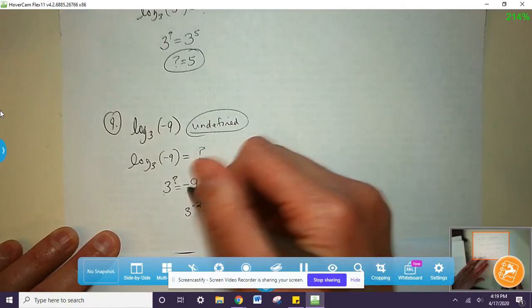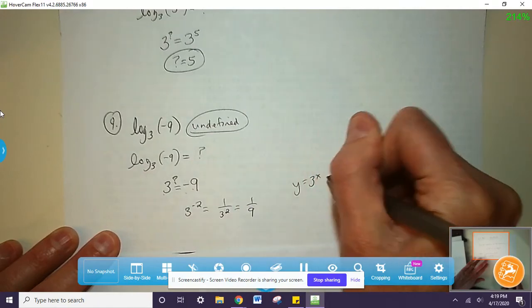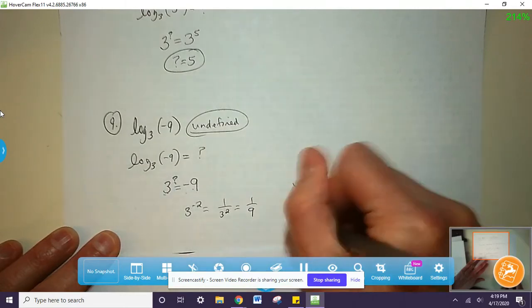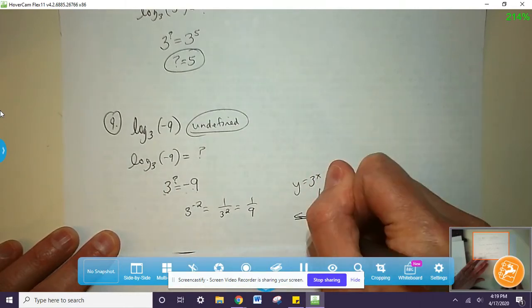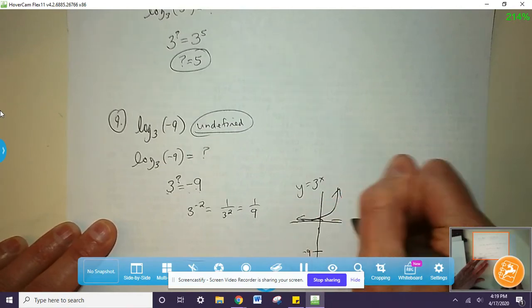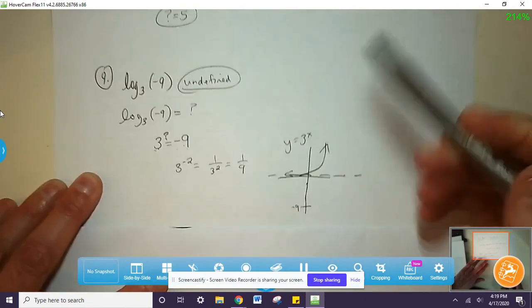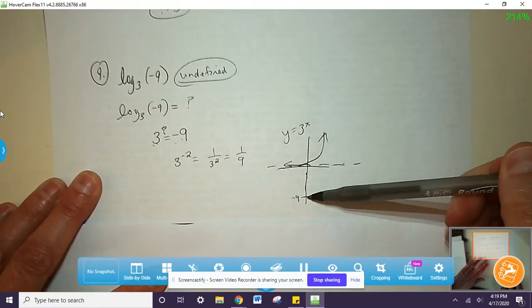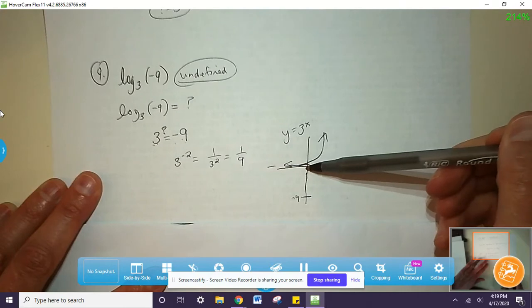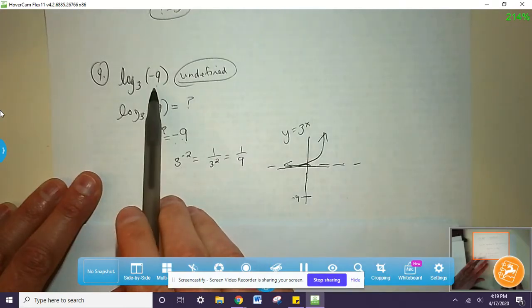If we think of our y equals 3 to the x graph, we're saying 3 to what power gives you negative 9? All right, so the question that's being asked here is, what do you plug in to get out negative 9? You can't. The range for this is only bigger than 0, so you can't plug in a negative.